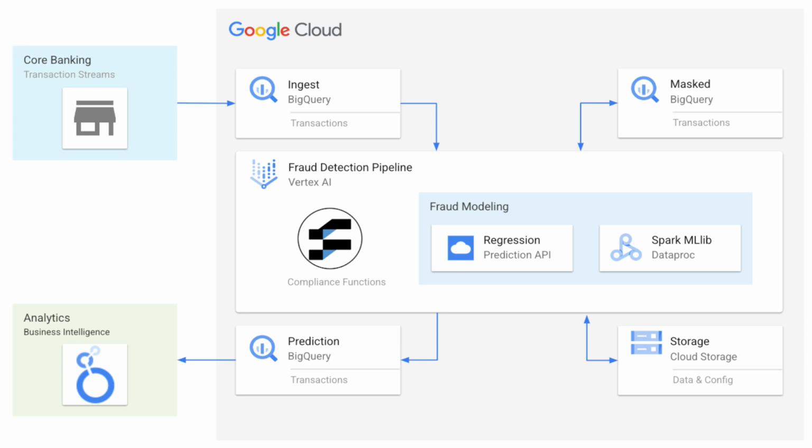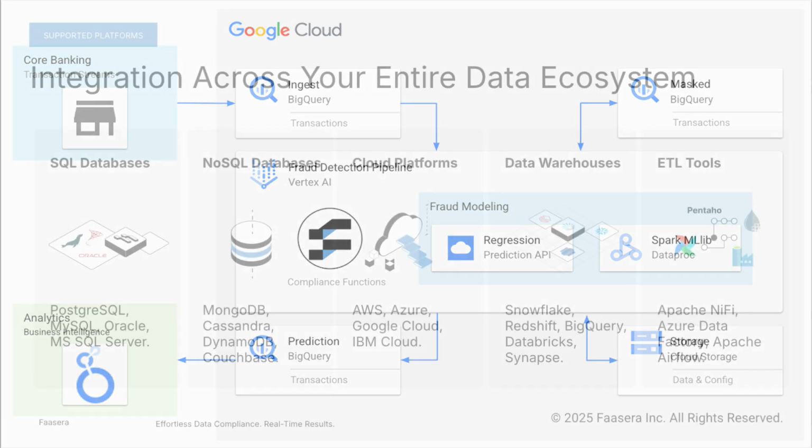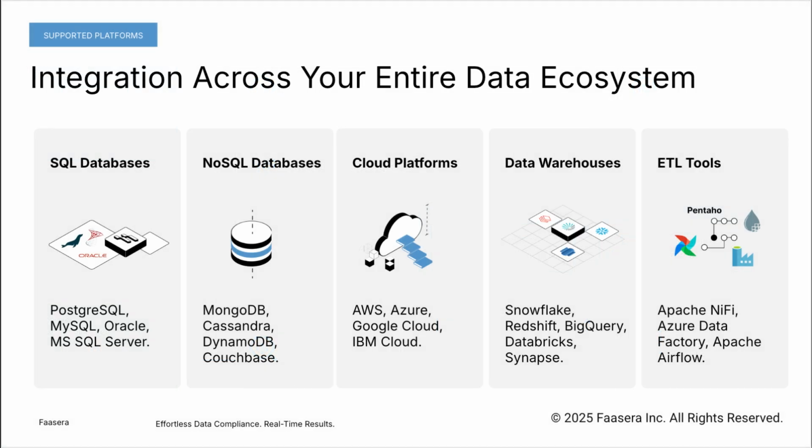All of this was powered by Faasera, a privacy-first compliance platform that integrates directly with Vertex AI. In this example, we use the Faasera SDK inside of Vertex AI Workbench notebook. But that's just one path. Faasera is designed to be flexible. So whether you're building AI models, analyzing fraud patterns, or prepping for audits, Faasera helps you do it all securely, responsibly, and without slowing down innovation.